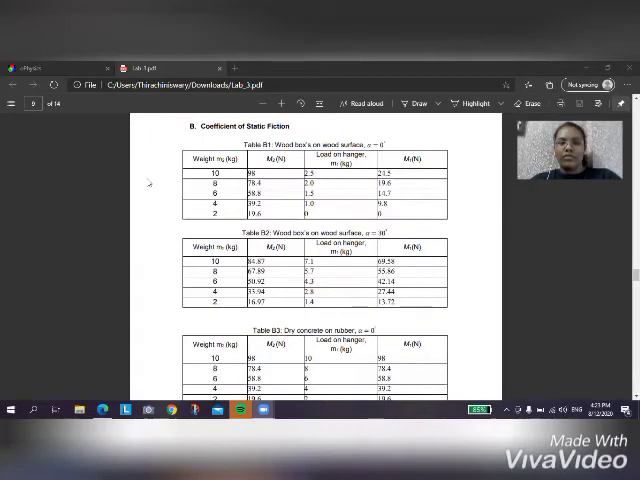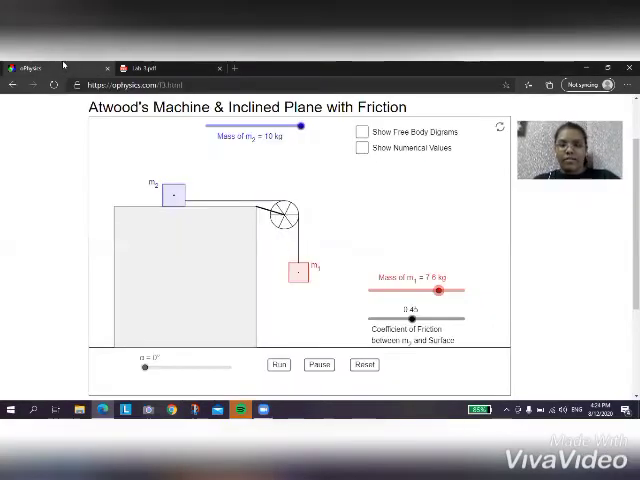For part B, coefficient of static friction, first of all, we need to set the coefficient of friction as 0.25. The mass of M2 is 10, and now we need to change the mass of M1 until M2 is not moving towards M1. So now I'm setting it to 2.5 and I run the simulation. Now it is not moving. What if I increase it a bit? And it's moving.